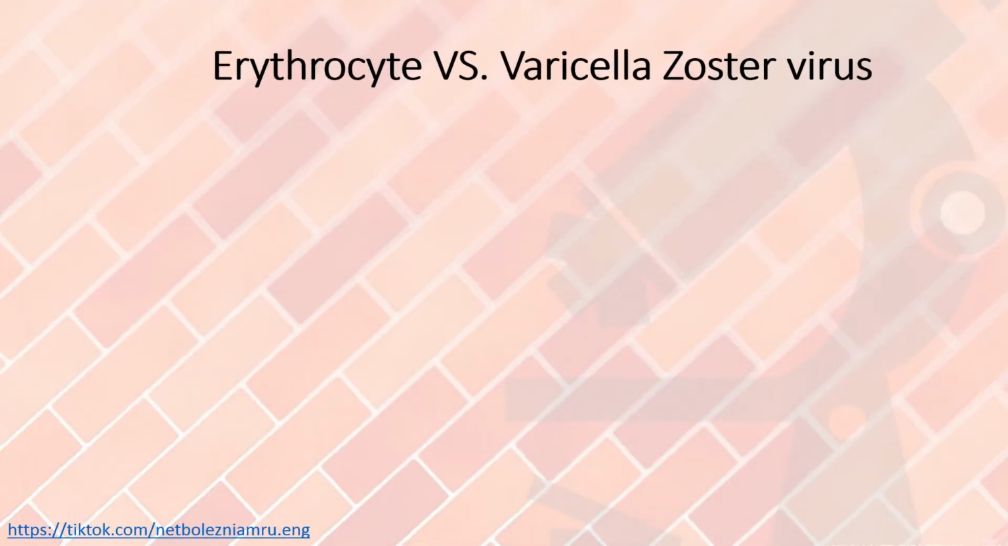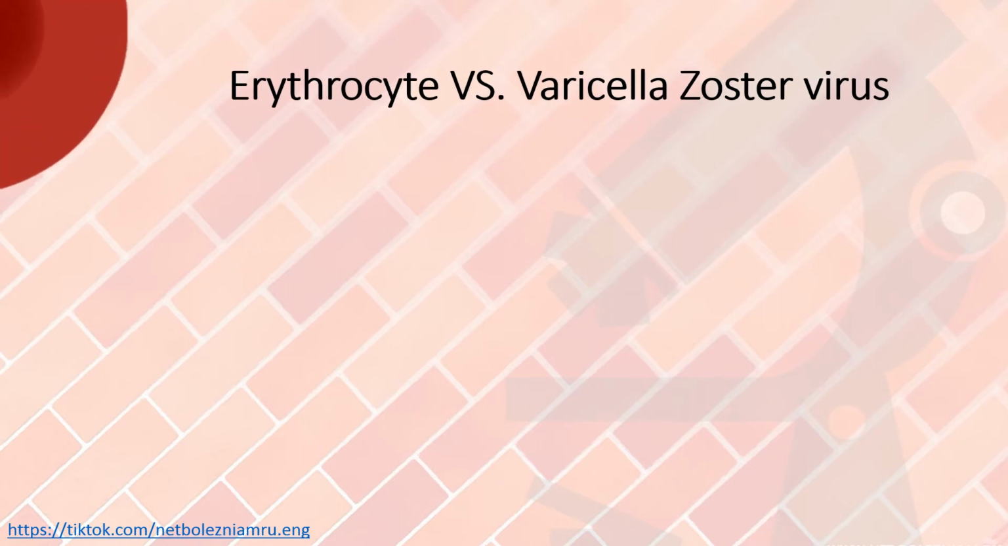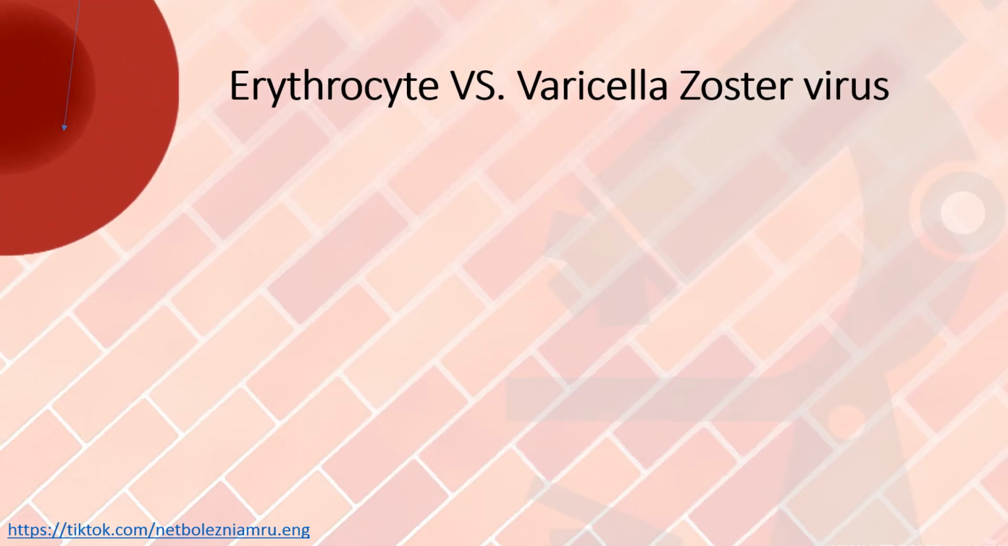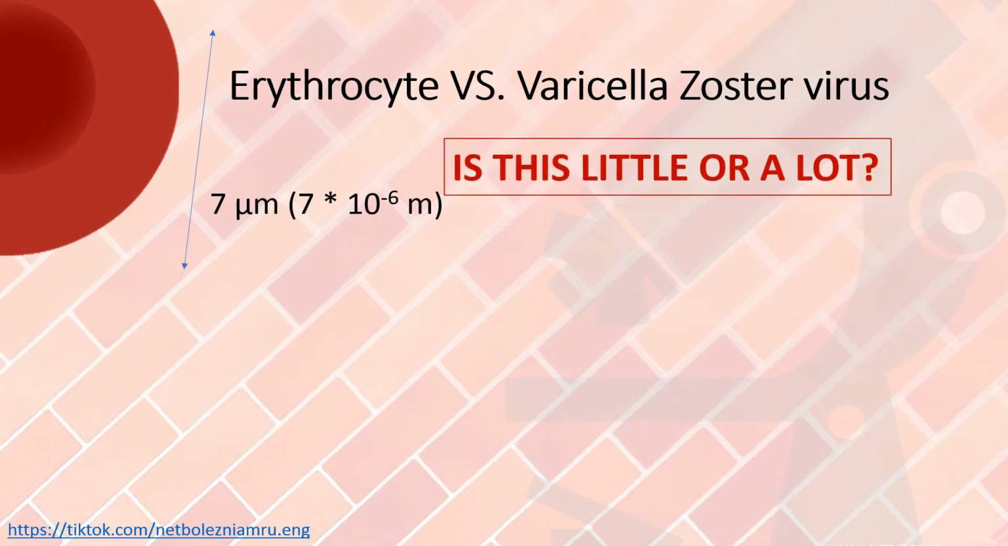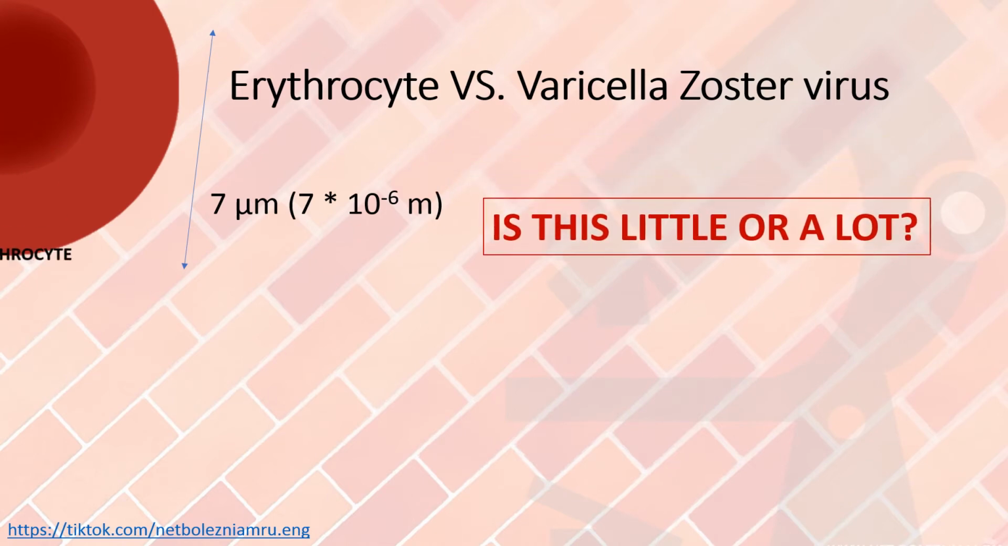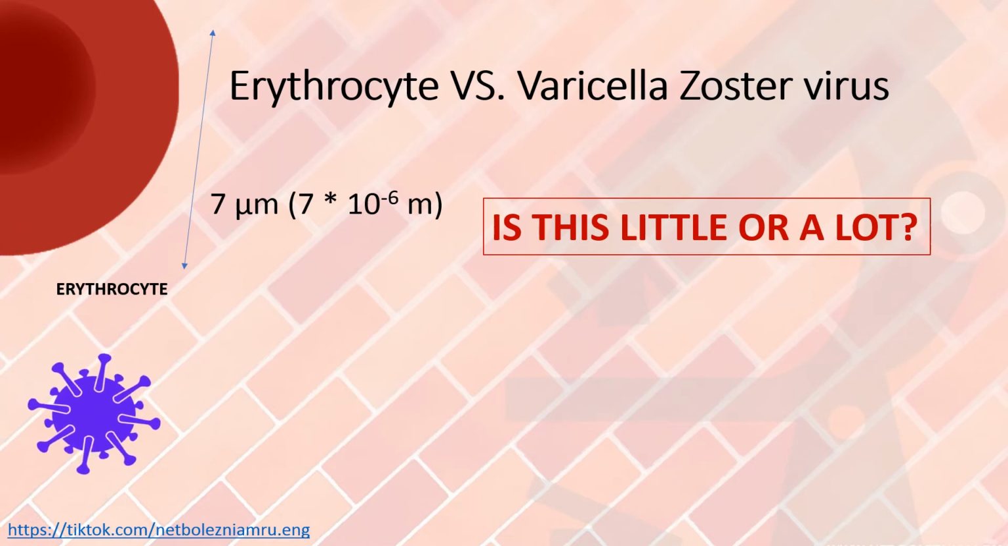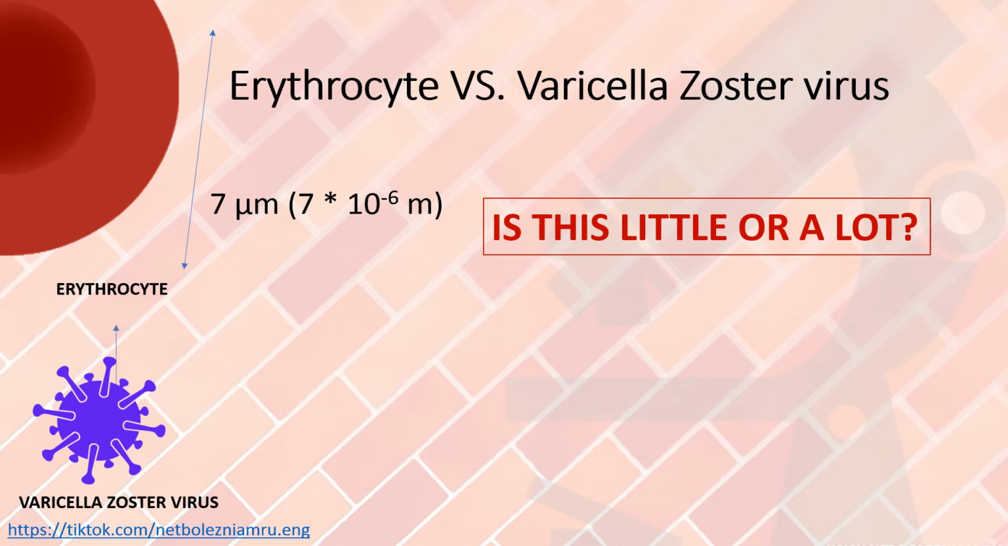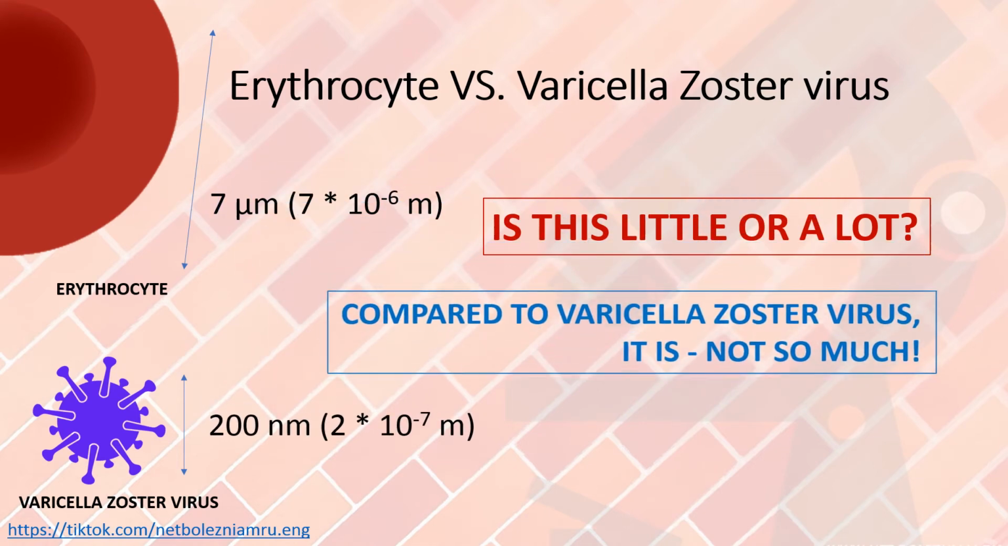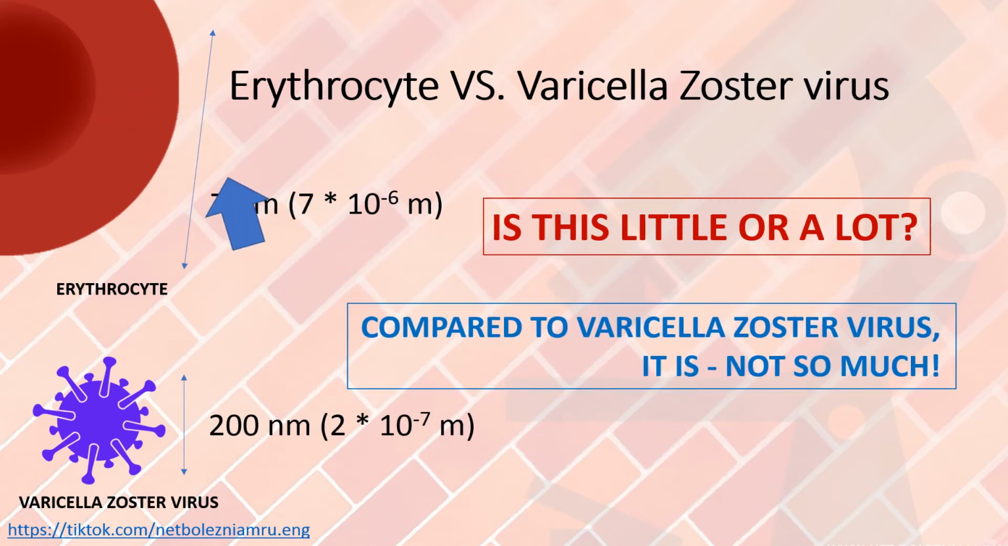Now let's compare the red blood cell with the varicella zoster virus. We already know that a red blood cell is 7 microns in diameter. Is this a little or not compared to varicella zoster virus? Well, the diameter of varicella zoster virus, chickenpox, is about 200 nanometers. It is a 5 millionth part of a meter. The red blood cell is not small compared to varicella zoster virus.